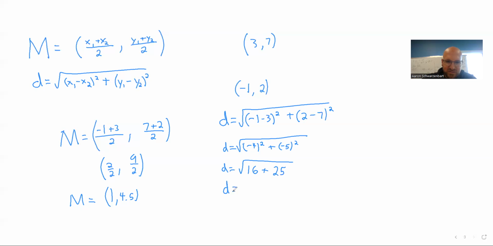And that's distance equals square root of 41. And you can leave them as square roots. That one is not a square root that reduces, so that's all the further I can go with that.